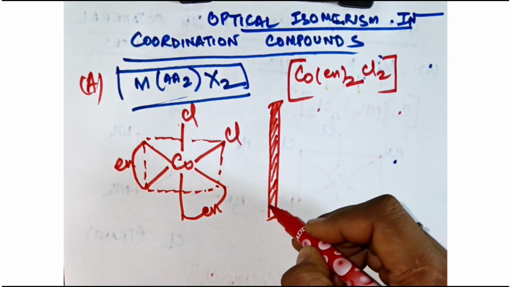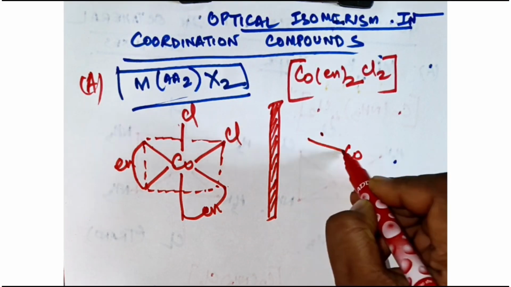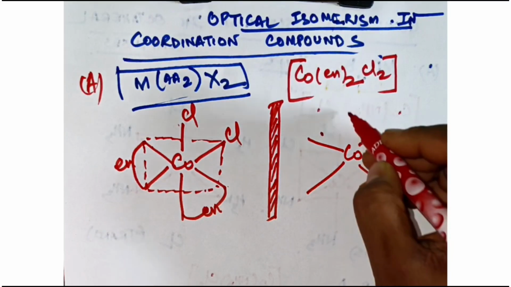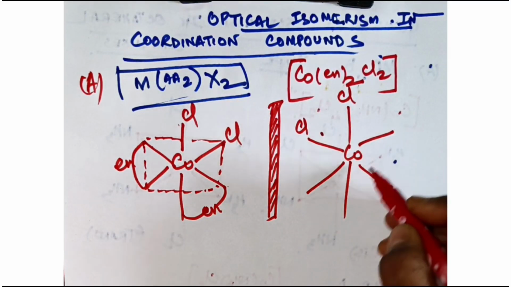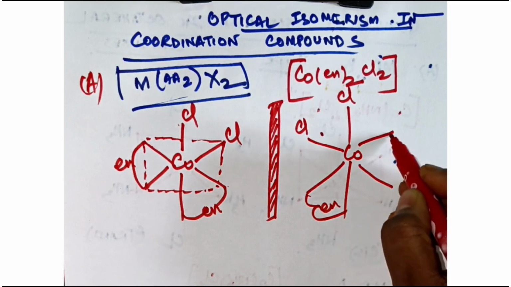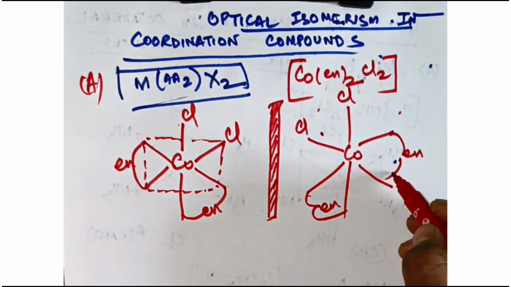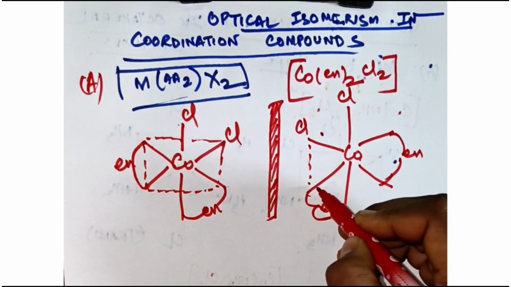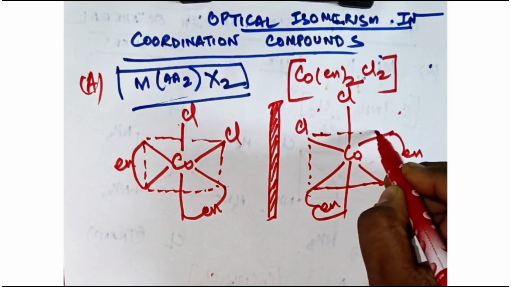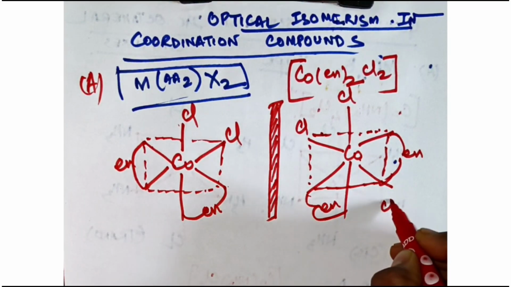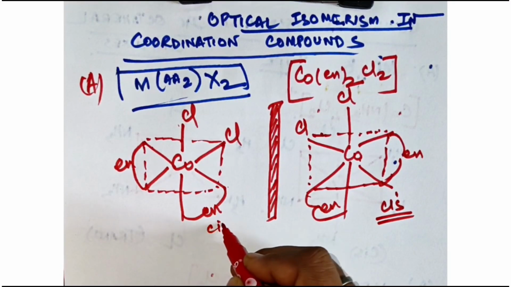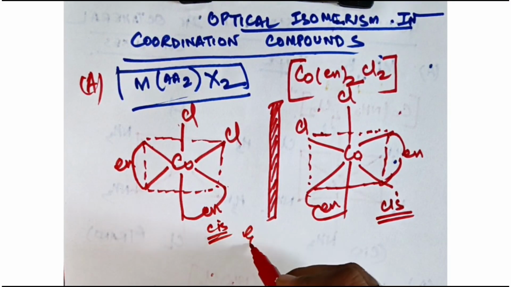If we put Cl this side and en this side, is it not that these are mirror images of each other? So you can say these are your optical isomers, which are mirror images of each other. This is your cis. So these are two cis kind. So you can say these are your enantiomers.